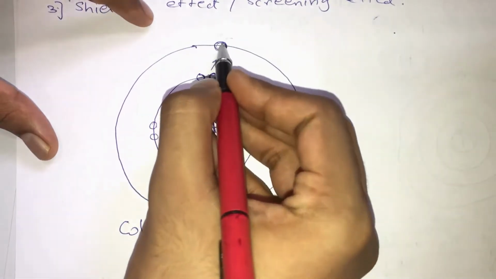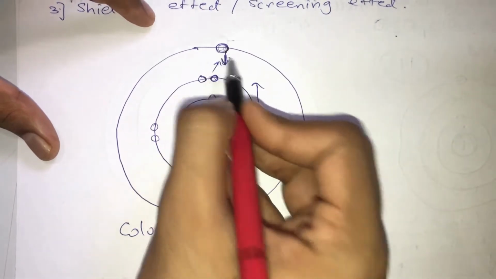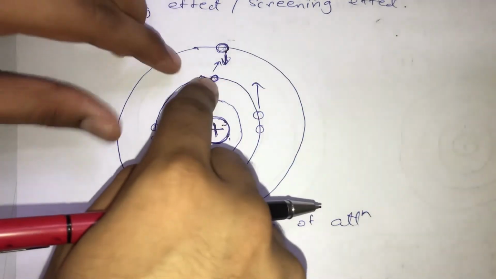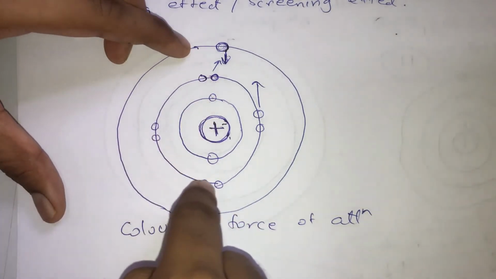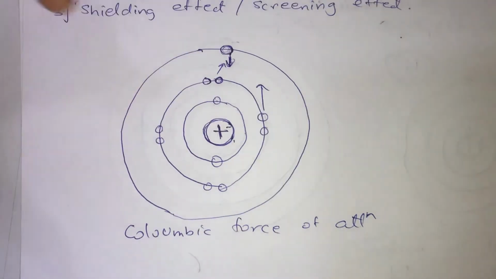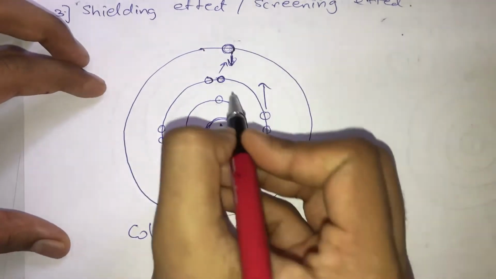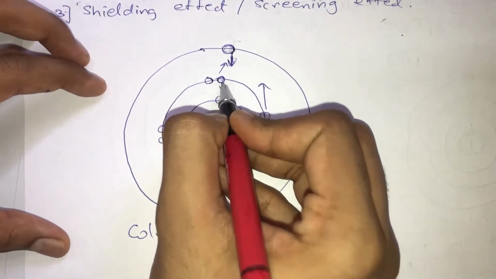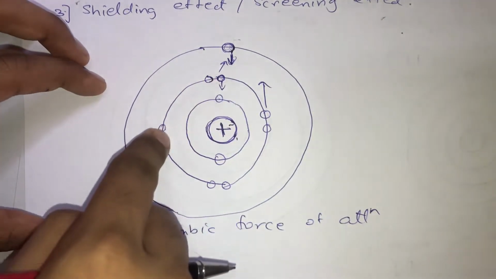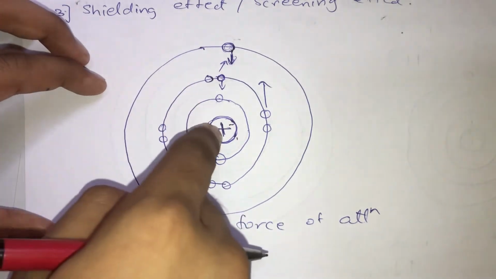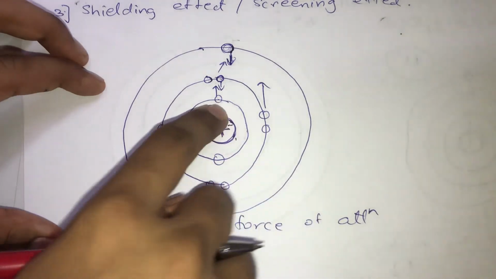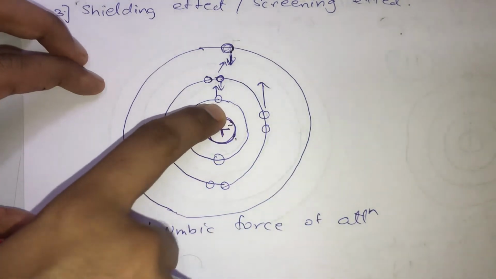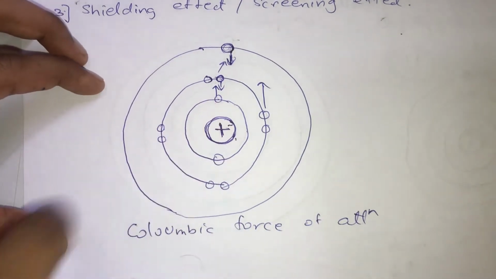So whenever this electron tries to come closer to the nucleus, it will be repelled by the electrons present in the inner energy level. Similarly, when the electron which is present in the second energy level tries to come towards the nucleus, it will be repelled away by the electron which is present in the first energy level.